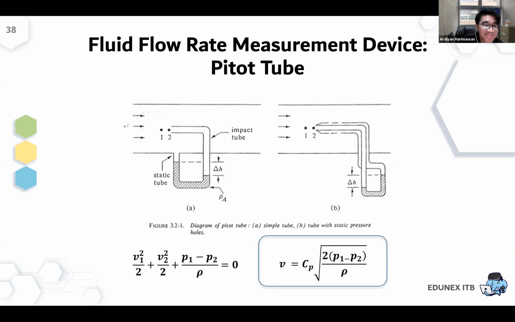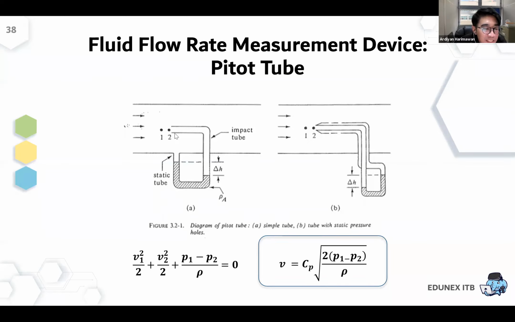Hello? Yes, sir. What will happen with the air inside the pitot tube? Could you repeat the question, sir? I couldn't hear you clearly before.